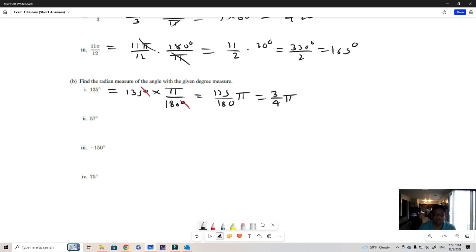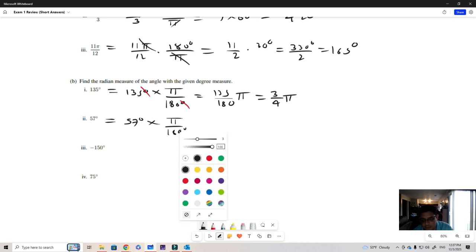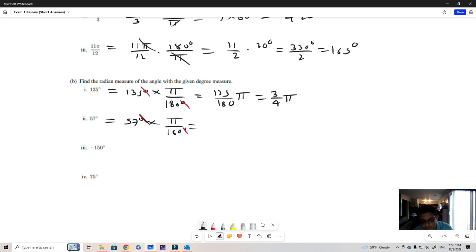Okay. Same thing with this 57. So 57 degrees times pi over 180. Again, you lose degrees. And this is 57 over 180 pi. And of course, you can divide again by 3. Divided by 3, this is 19. Divided by 3, this is 60. So this is 19 over 60 pi.